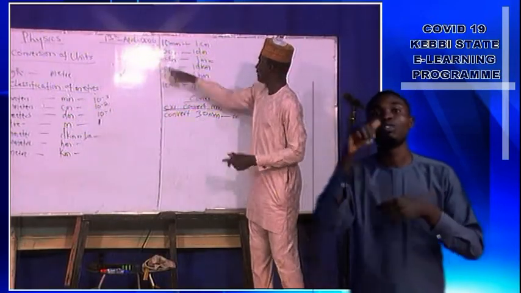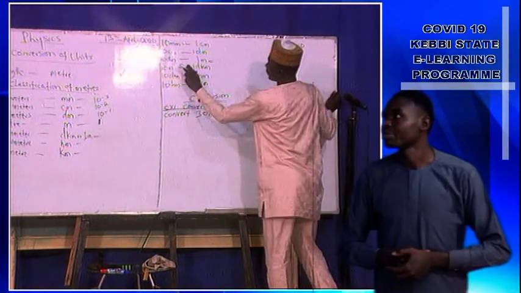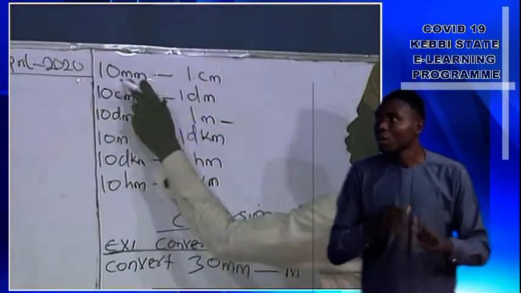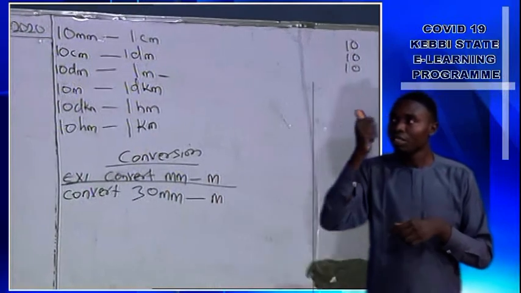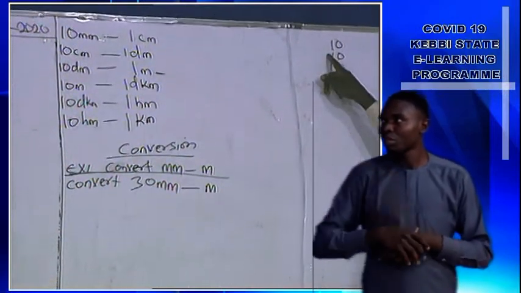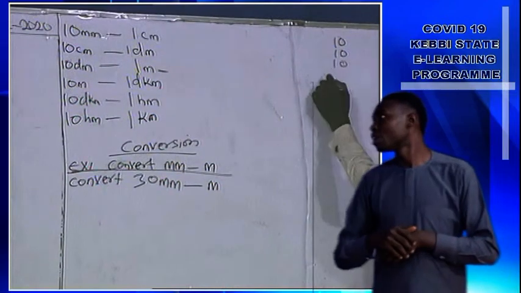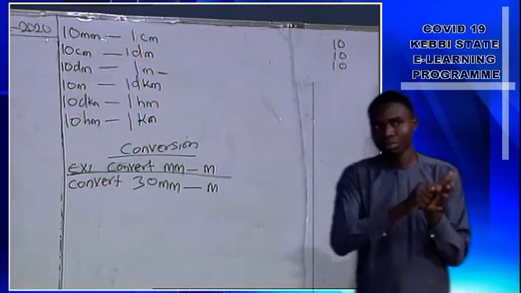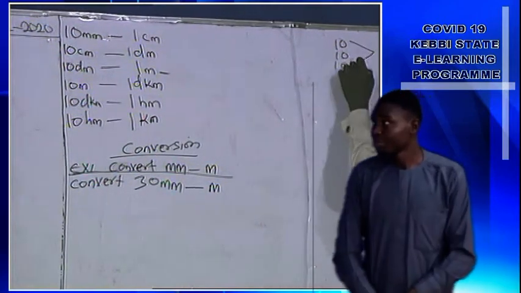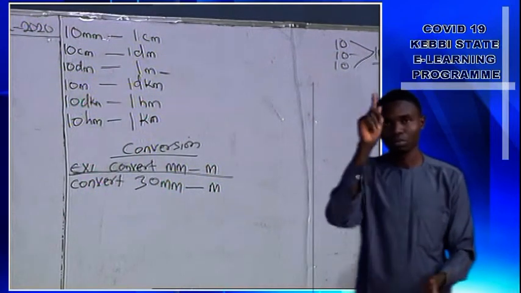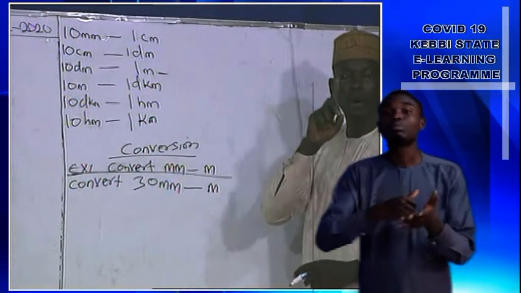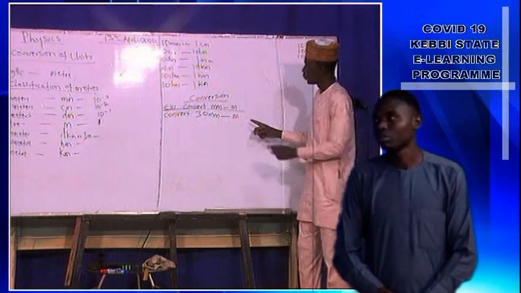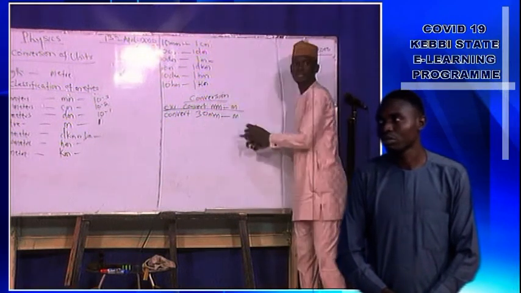From here to here is 10. From decimeter to centimeter, we also have 10. From centimeter to millimeter, we also have 10. 10 multiplied by itself, or 10 times 10 times 10, will give us 1,000. 10 times 10, 100. 100 times 10, 1,000. It means that we have 1,000 millimeters in 1 meter.